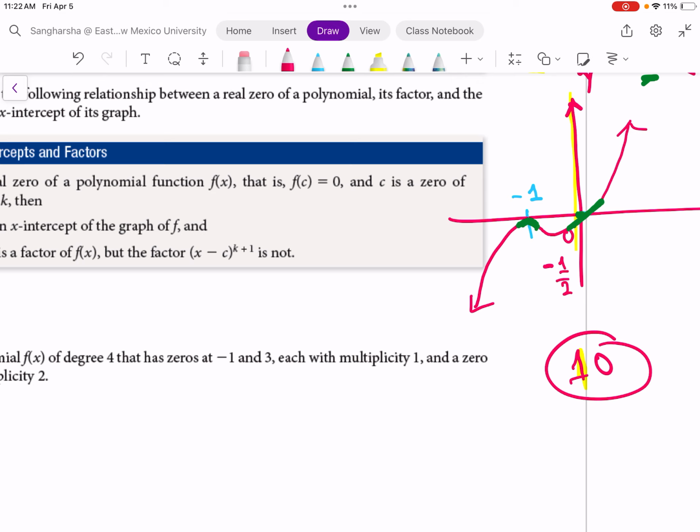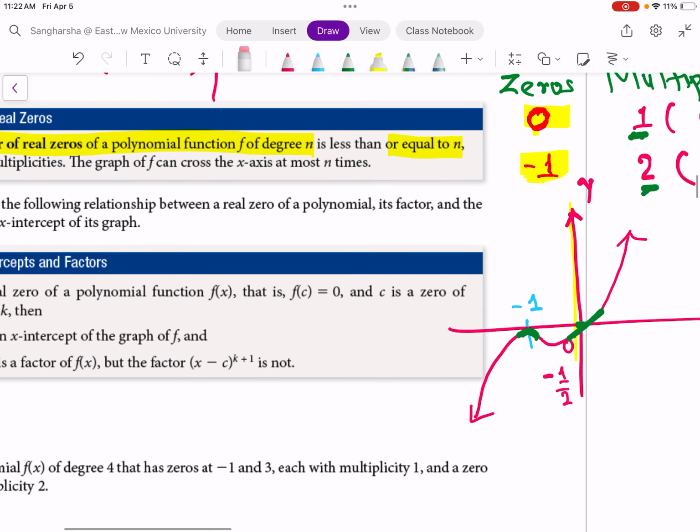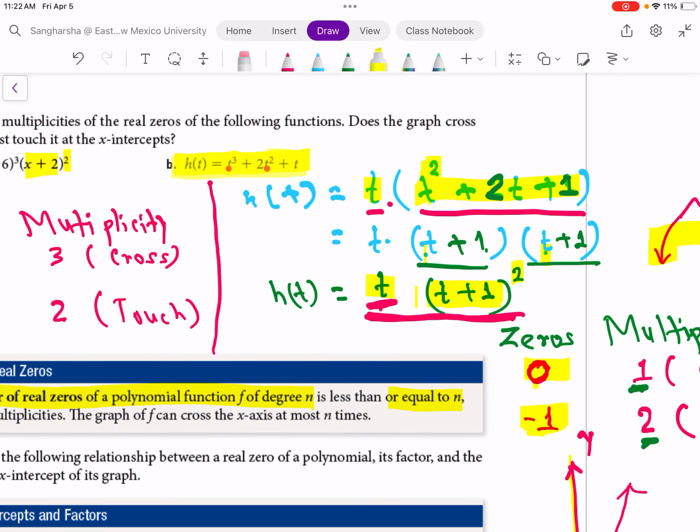The number of zeros means the number of x-intercepts. Do not get confused here. Real zero means x-intercept. So if you have a function with degree 10, the number of x-intercepts that the function is going to have is equal to 10 or less than 10. So let's take this same function. What is the degree of this function? 3. Now if the degree is 3, it means the number of x-intercepts this function is going to have is equal to 3 or less than 3.